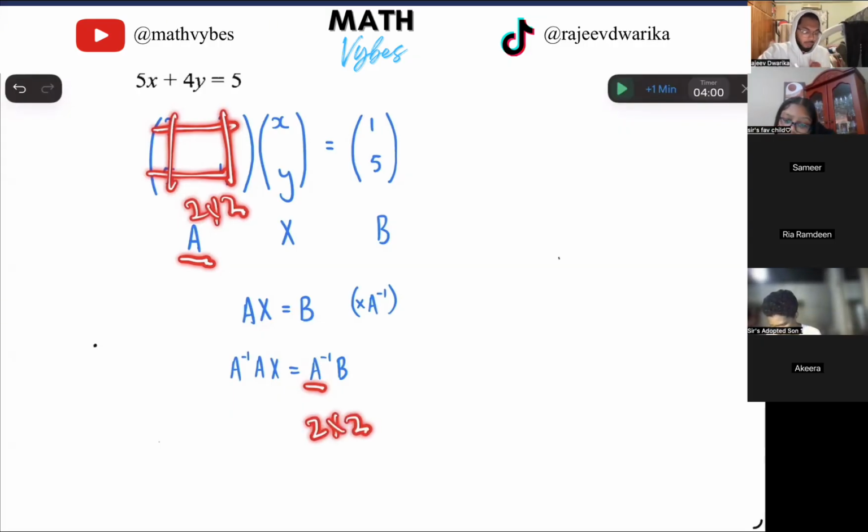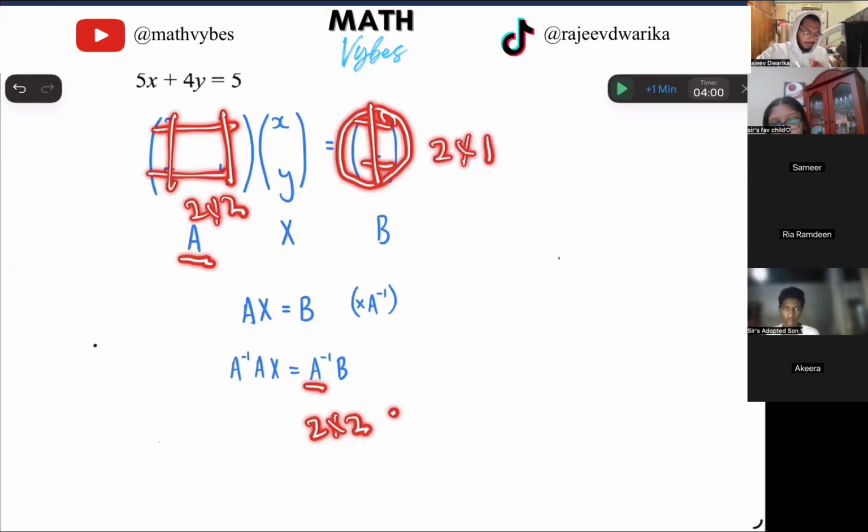Right. What is matrix B? Matrix B is what kind of matrix? How many rows and how many columns? 2 by 1. Right, because you have 2 rows and 1 column. If I multiply a 2 by 2 by a 2 by 1, is that compatible? Yeah, because the inner numbers are the same. But if I swap this, it will not be compatible. So be careful about that.